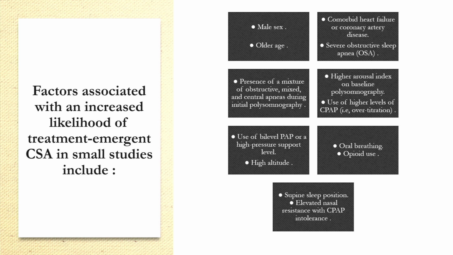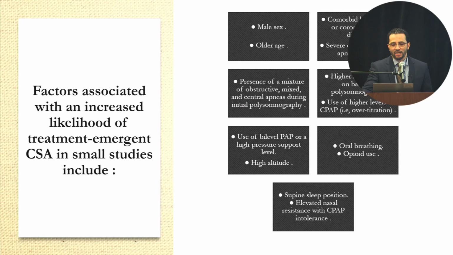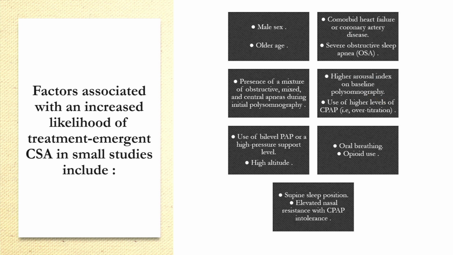These patients usually have a high loop gain and usually require higher PAP pressures, and this tends to cause more treatment emergent central sleep apneas. If you have a mixture of obstructive apneas and central apneas, or a patient who has a little bit of central apneas on the baseline polysomnography, these patients tend to develop central or complex sleep apneas. Higher arousal index: some patients wake up for unexplained reasons.